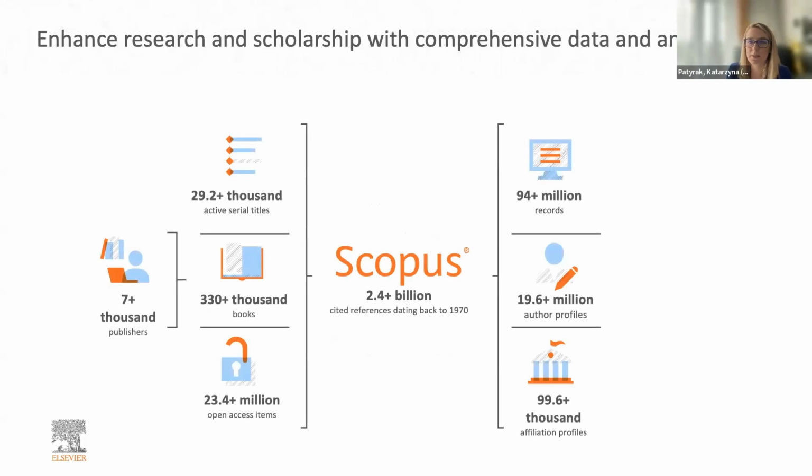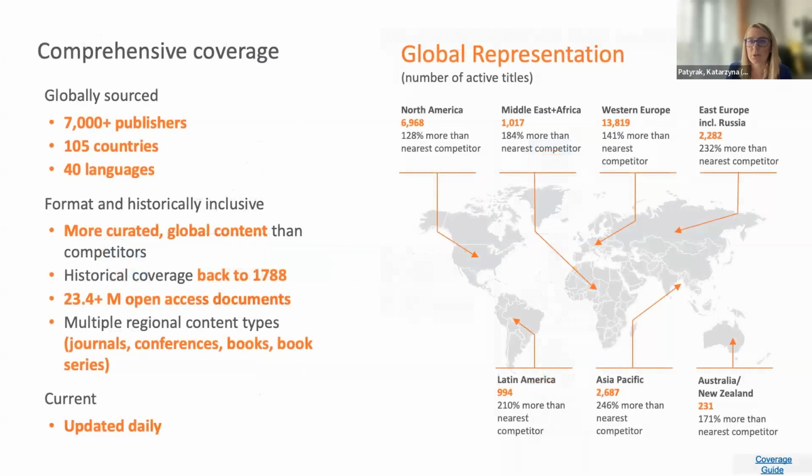So what you see here is a snapshot of the content in Scopus. Content is indexed from over 7,000 publishers and includes journal and book content, as well as over 23 million open access items. Cited references date back to 1970. We use this content to create over 94 million records, over 90 million Scopus author profiles, and nearly 100,000 affiliation profiles. The content of Scopus is global, so we are not focusing only on English publications. It can also be publications in other languages.